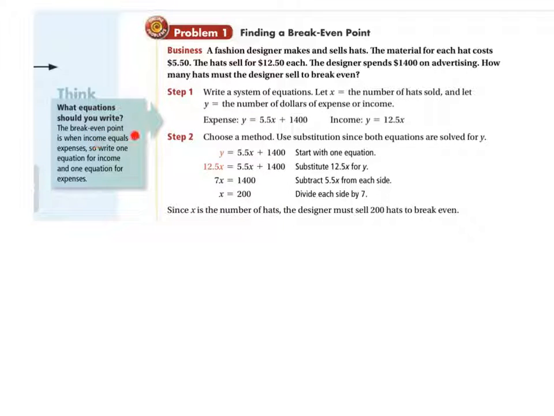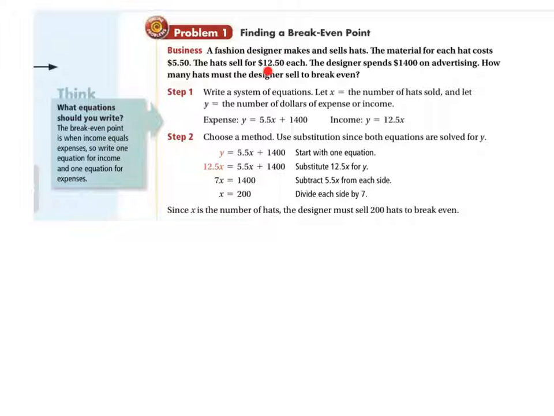So again, you're going to write one equation for income, one equation for expenses. You find out where they intersect, and that creates your break-even point. So the first example here is a fashion designer who makes and sells hats. The materials for each hat cost $5.50. So again, it's $5.50 to actually make the hat. So before he sells it, he's in the hole $5.50 right off the bat.